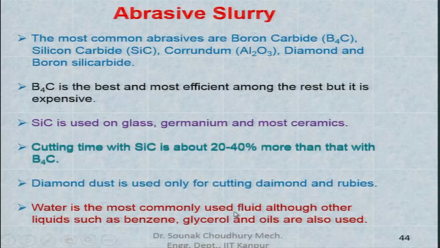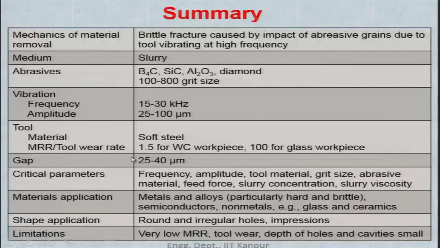Water is the most commonly used fluid, although other liquids such as benzene, glycerol and oils are also used. We mix the water, benzene, glycerol or oil with these powders, either boron carbide powder, silicon carbide powder or diamond powder. Now, this is the summary, which you can see. I am not going through this, I have already told this. It is listed and tabulated.